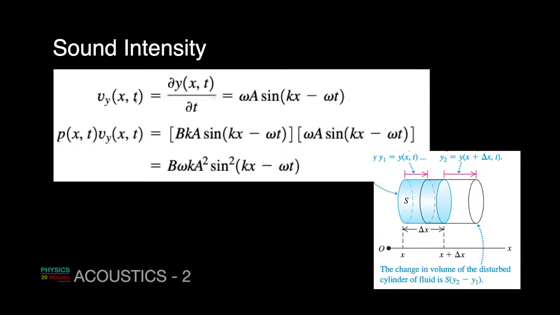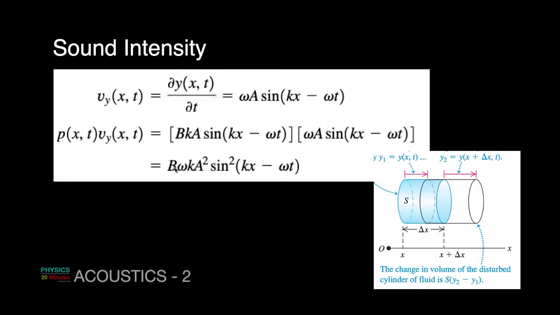So the product of the pressure wave and the velocity wave comes over here. The pressure wave equation was BkA sin(kx − ωt). The particle velocity is ωA sin(kx − ωt). You multiply the two together and you get an equation which is Bωk A² sin²(kx − ωt). Now this is the instantaneous value of the product. We have just argued that intensity is nothing but an average value of this product.